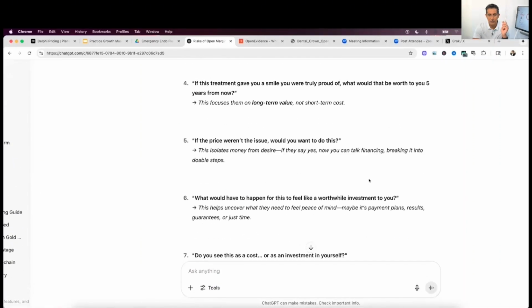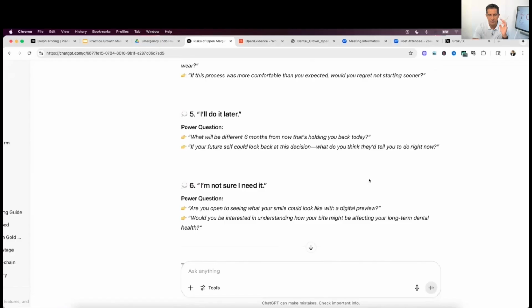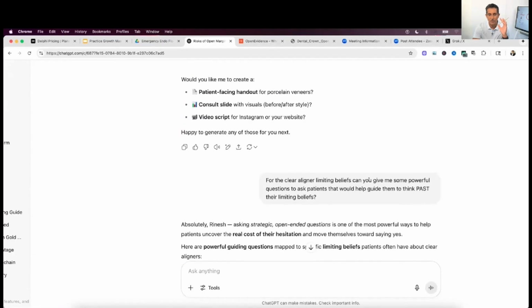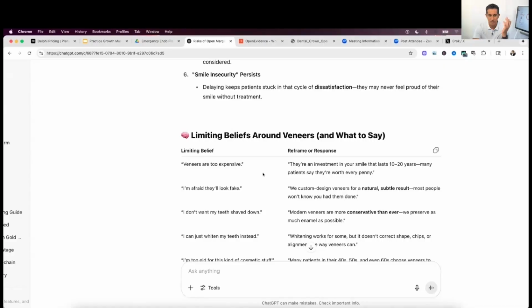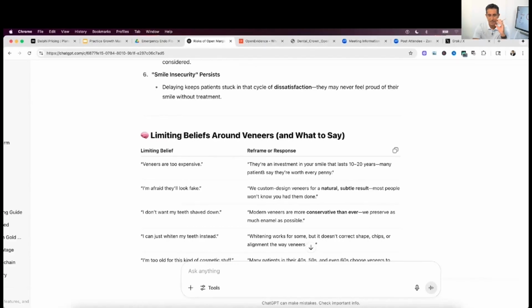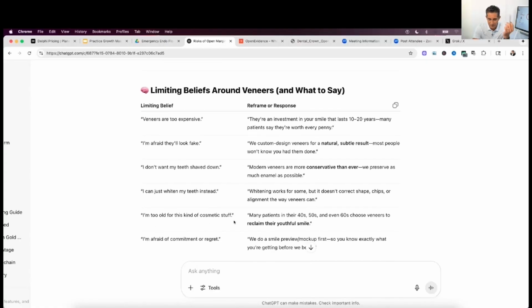And I can do the same thing with other treatments. Over here as an example, I did one with porcelain veneers. Limiting beliefs around veneers: veneers are too expensive. I'm afraid they'll look fake. I don't want my teeth shaved down. I can just whiten my teeth instead. I'm too old for this kind of cosmetic stuff. I'm afraid of commitment or regret.